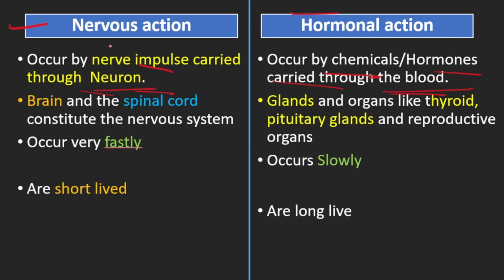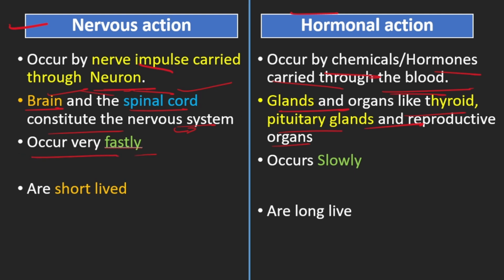Okay. So nervous action occurs by nerve impulses carried through neurons, and hormonal action occurs by chemicals or hormones carried through the blood. Now the components of the nervous system. The main components are the brain and spinal cord, which are the central nervous system, and they constitute the nervous system, which performs nervous action. In hormonal action, we have glands like the thyroid, pituitary gland, and reproductive organs as glands. These are the components of hormonal action.